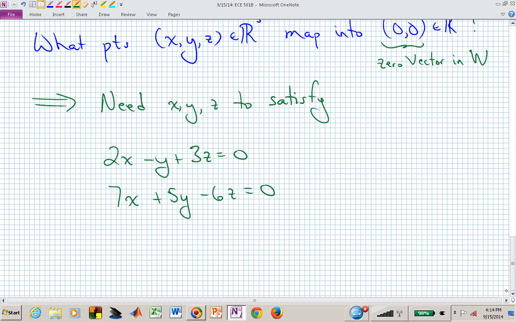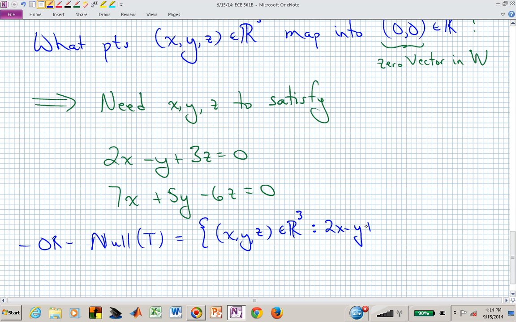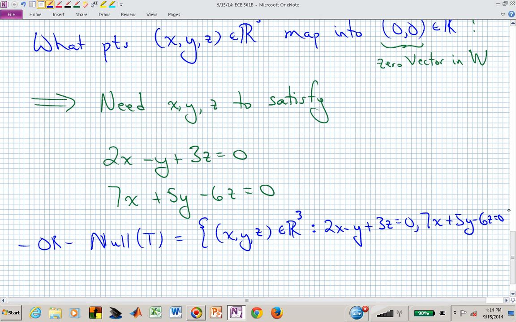You could have written this in a little more abstract manner. You could have said the null space of T is equal to the set of x, y, z belonging to R3 such that 2x minus y plus 3z is equal to 0 and 7x plus 5y minus 6z is equal to 0.